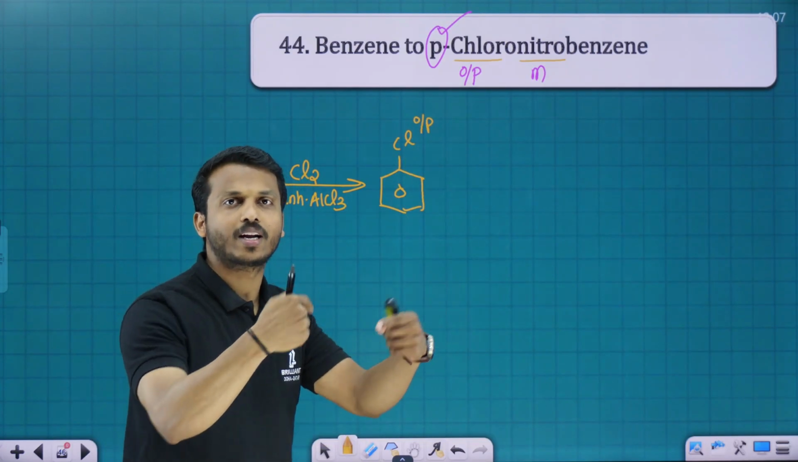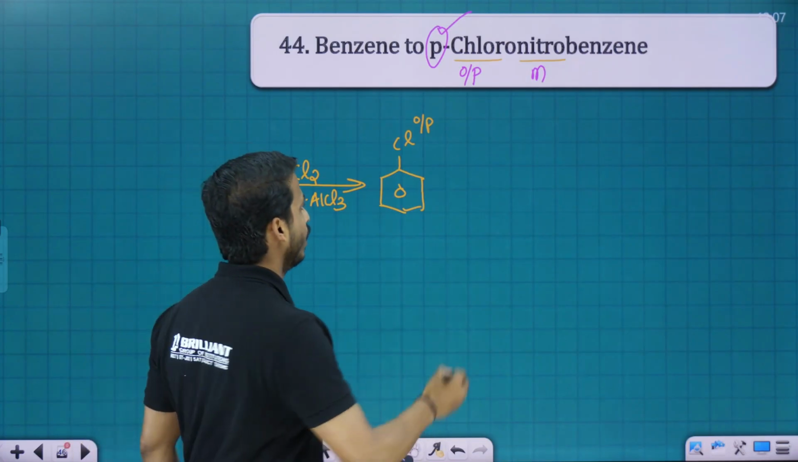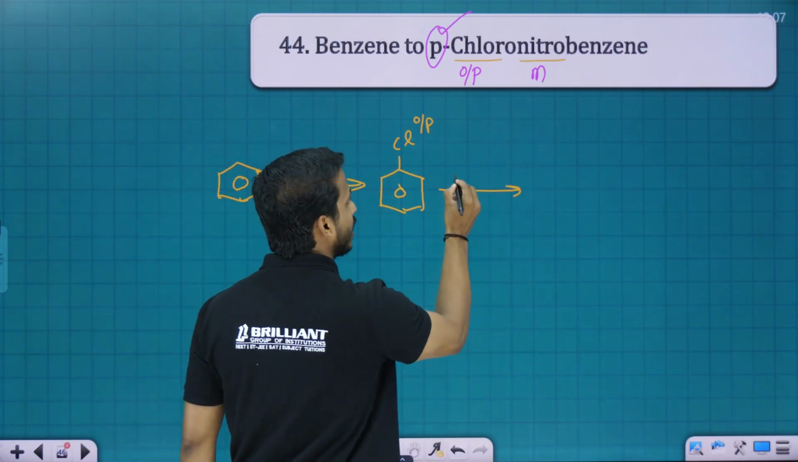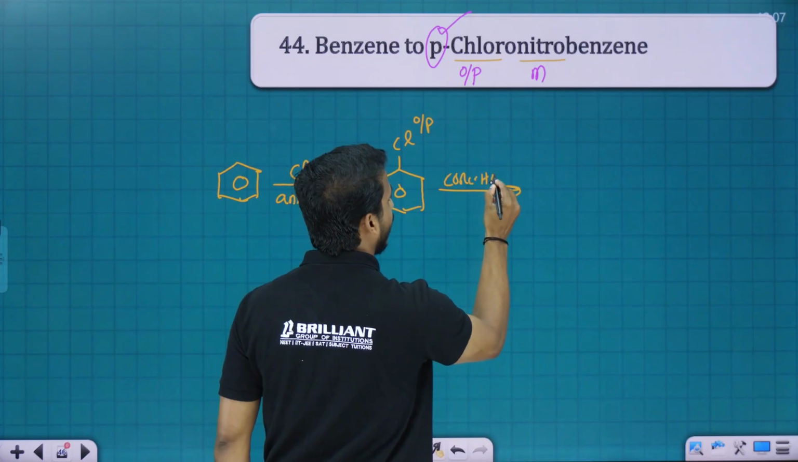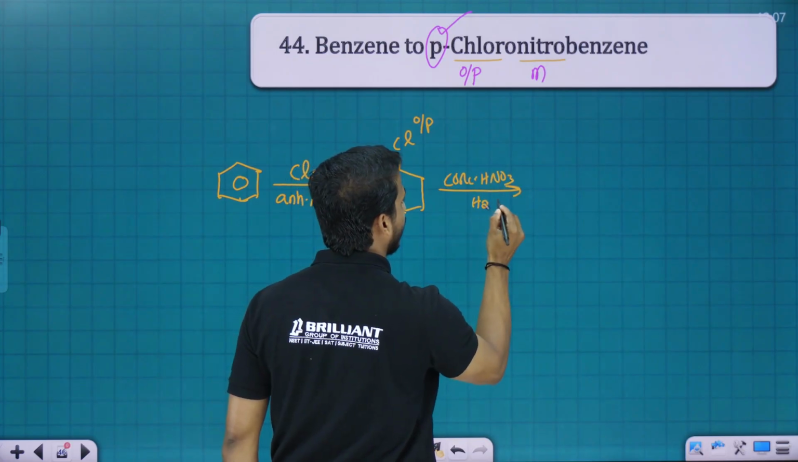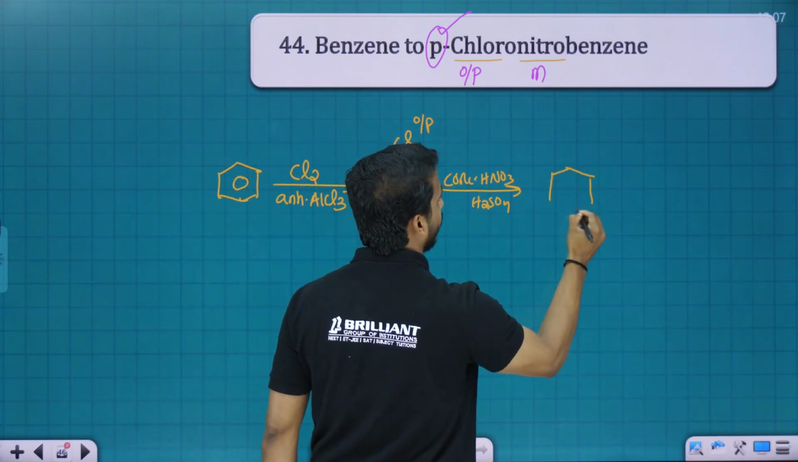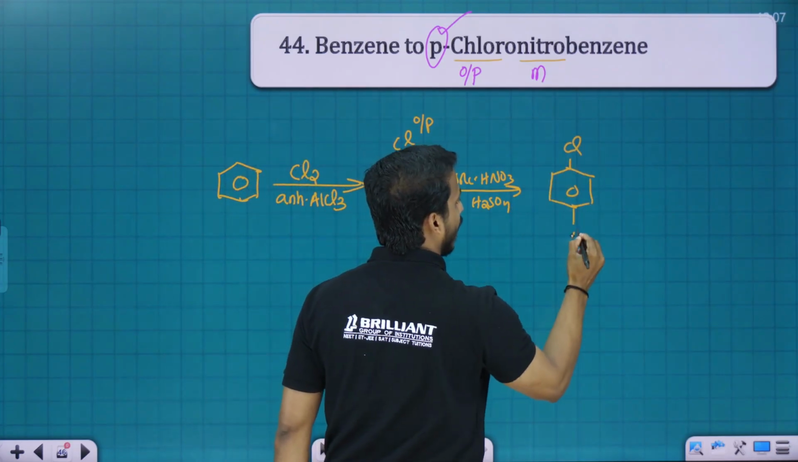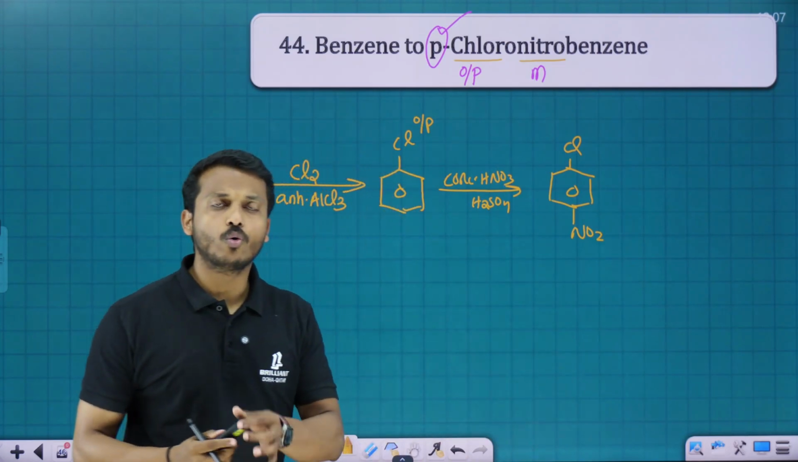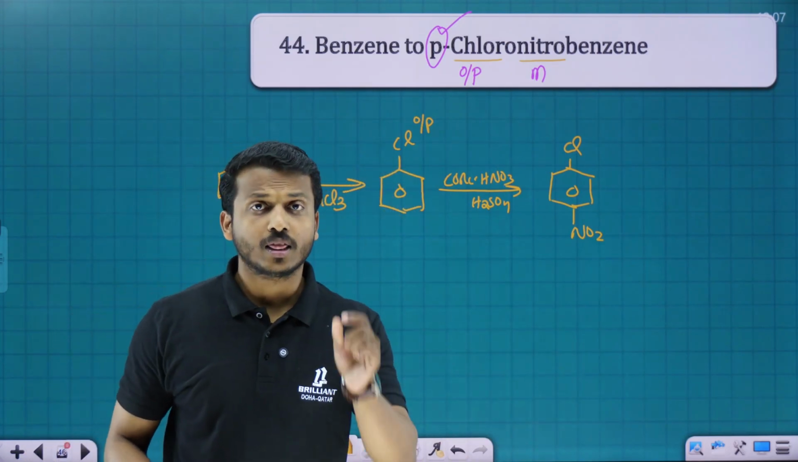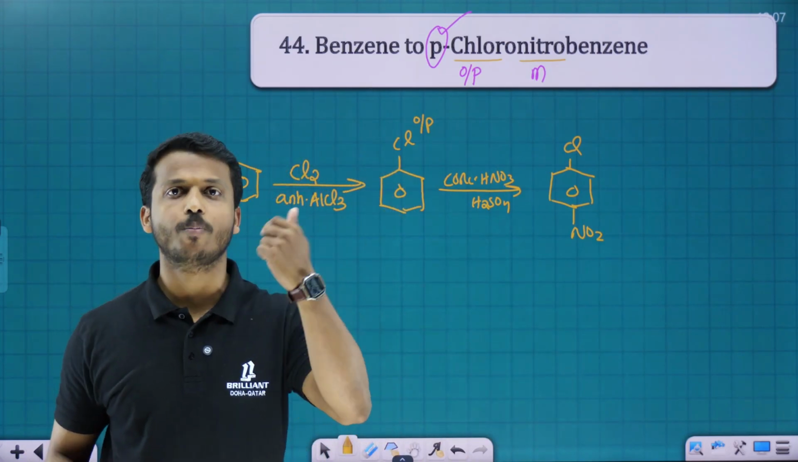So the next group can come to ortho and para. Next, do nitration. What is nitration? Concentrated HNO3 and concentrated H2SO4. Nitro comes to the para position. So if you want a para product, the ortho-para directing group is added first.